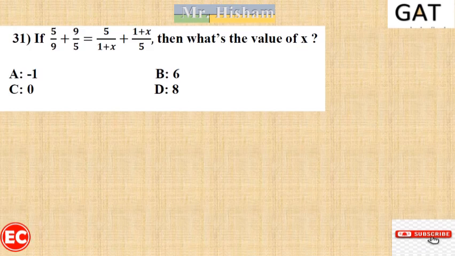Question number 31. If 5 over 9 plus 9 over 5 is equal to 5 over 1 plus x plus 1 plus x over 5. So as we can see clearly that this is 5, 5, 5, 5. So 9 is equal to 1 plus x. So x is equal to 8.